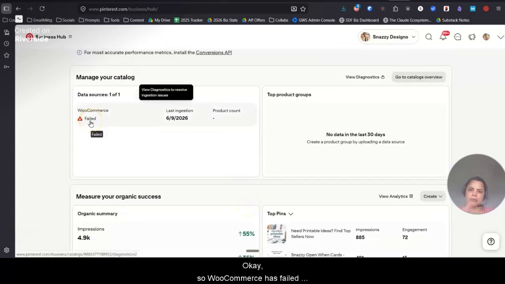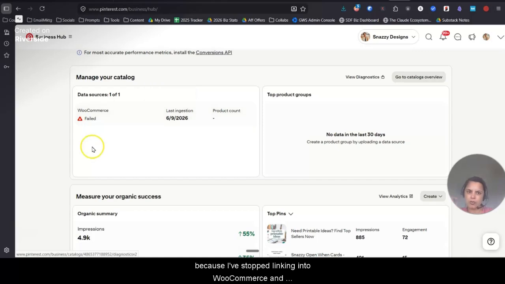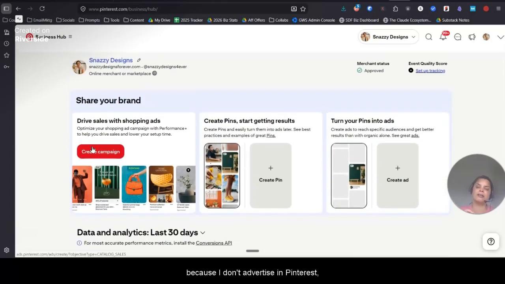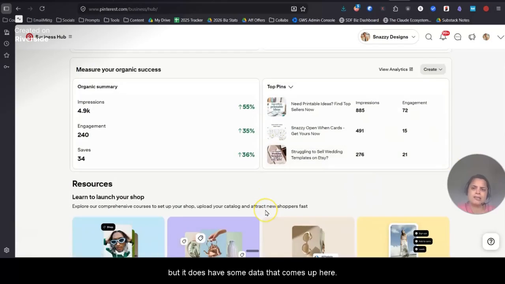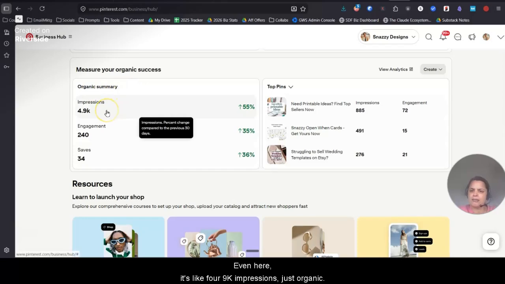So WooCommerce has failed because I've stopped linking into WooCommerce. And because I don't advertise in Pinterest, a lot of this doesn't really show up, but it does have some data that comes up here. Even here it's like 4.9k impressions, just organic. I don't use Pinterest ads. I have considered it. I don't really use it very much.